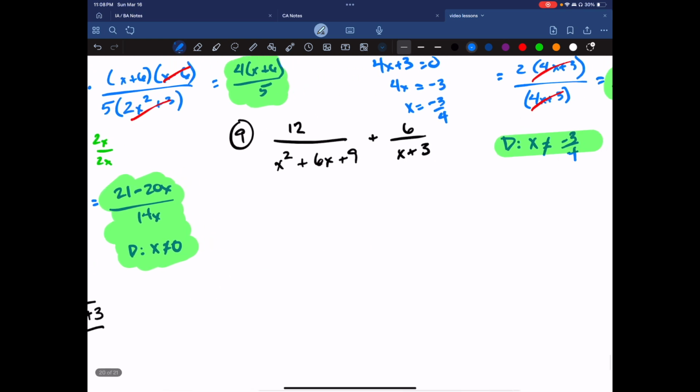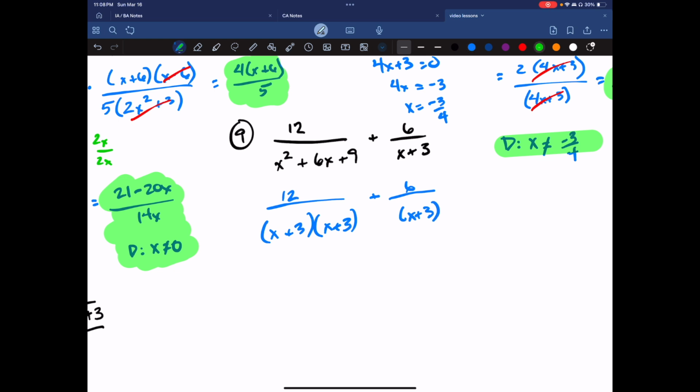Number 9. All right, I need to factor this first. So this is going to be 12 over x plus 3, x plus 3. This is going to be 6 over x plus 3. So I need two x plus 3s for my denominator.